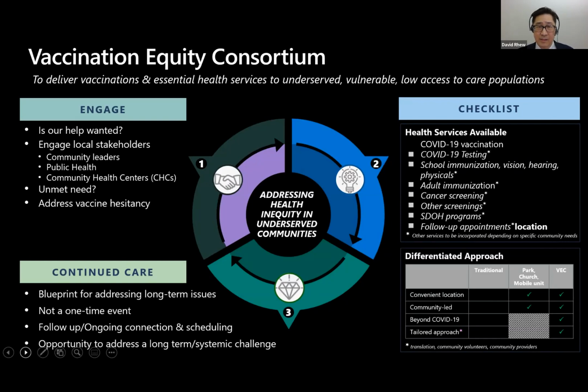Oftentimes, many of these individuals at the time were thinking about getting their kids back to school. So childhood immunizations and adult immunizations, and then blood pressure screening and heart and cancer screenings, and then connecting them with insurance. Many of them were eligible, they didn't even realize it. And the next step was then connecting them to a healthcare provider.